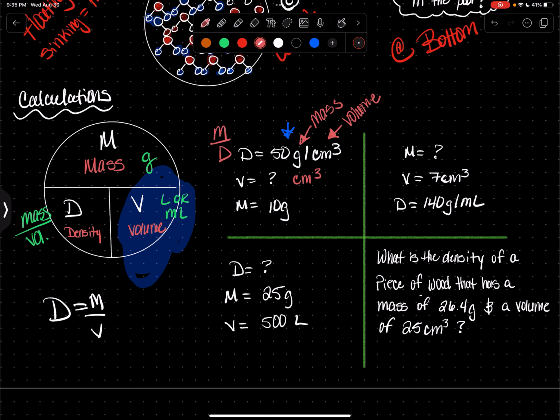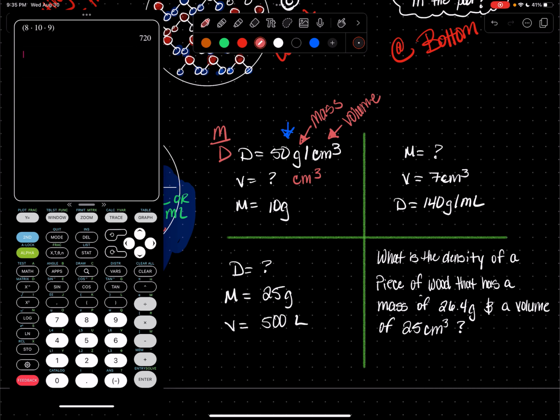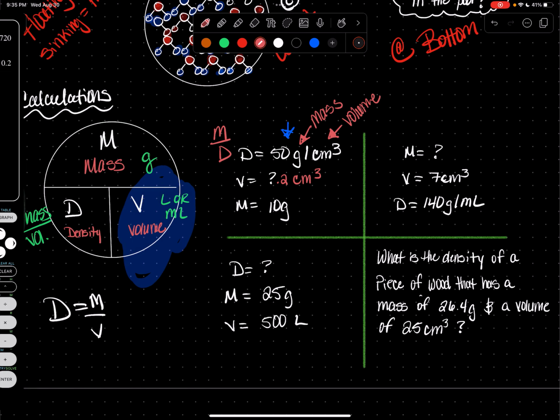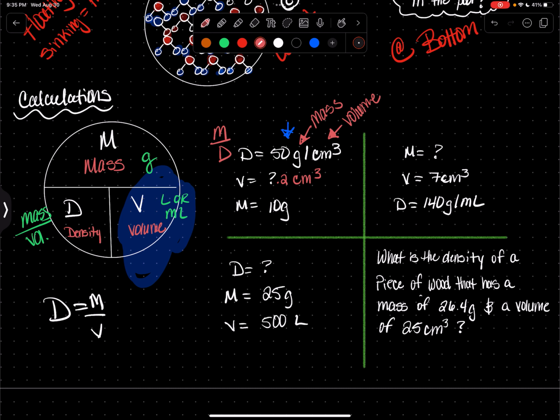So I'm dividing here, M over D, so 10 divided by 50 gives me 0.2 centimeters cubed. All right. And do the same thing for the other one.